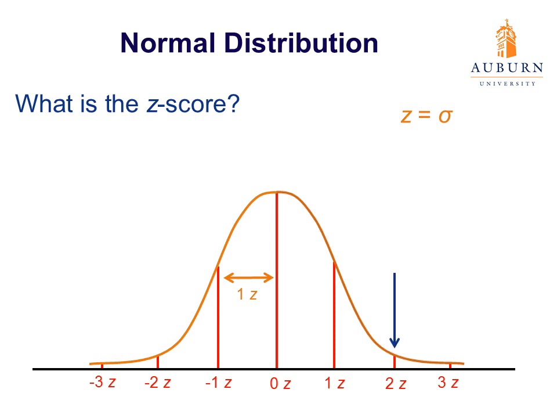If we look at where the blue arrow is now, we'll see that we have moved from the center of the distribution, where the z-score is 0, and we've added 2 standard deviations. And so we would say that this is a z-score of 2, or 2 z-scores. So it's 2 standard deviations above the mean, or above a z-score of 0.